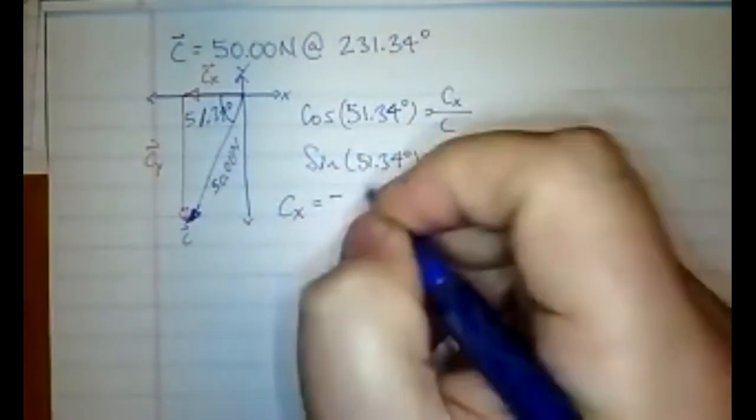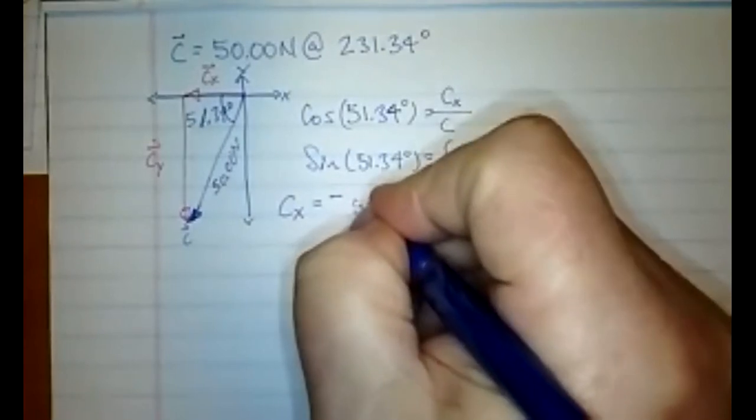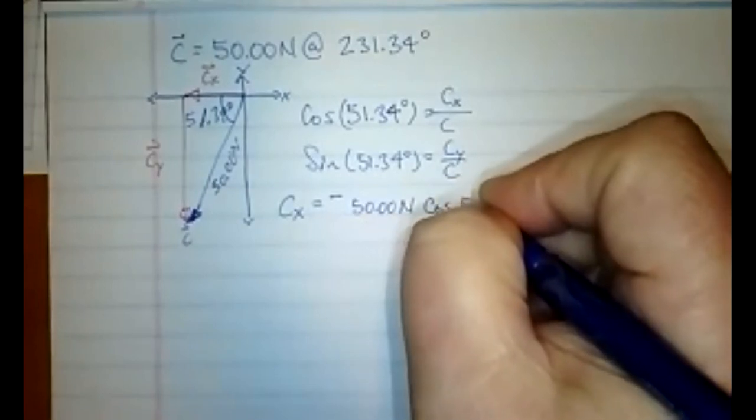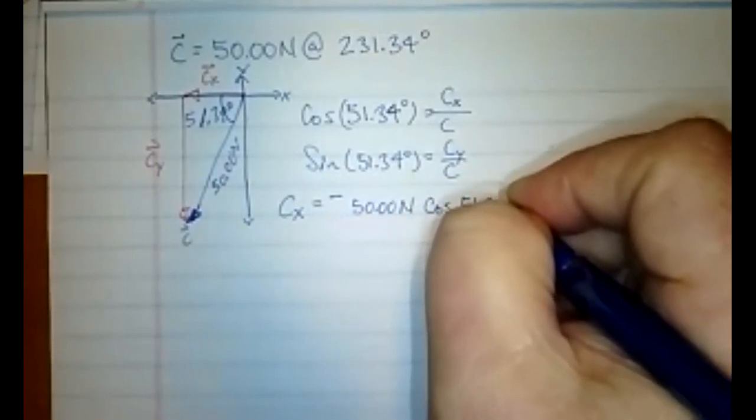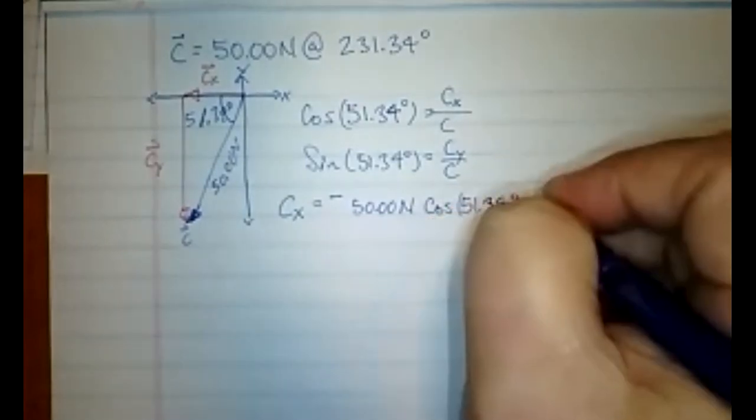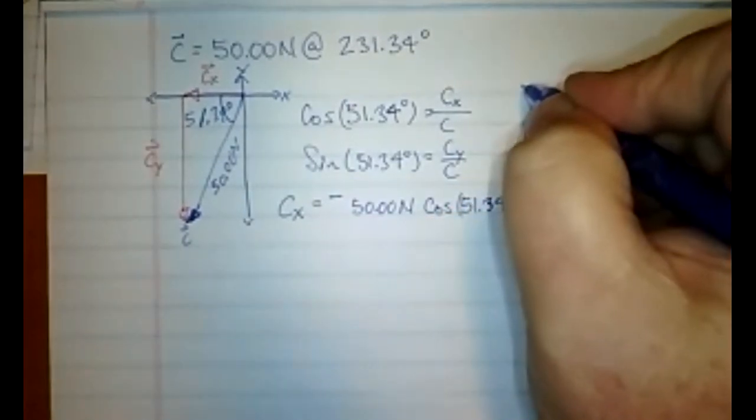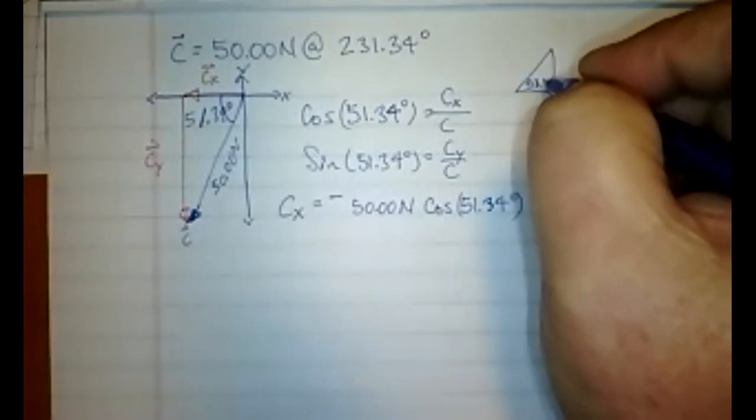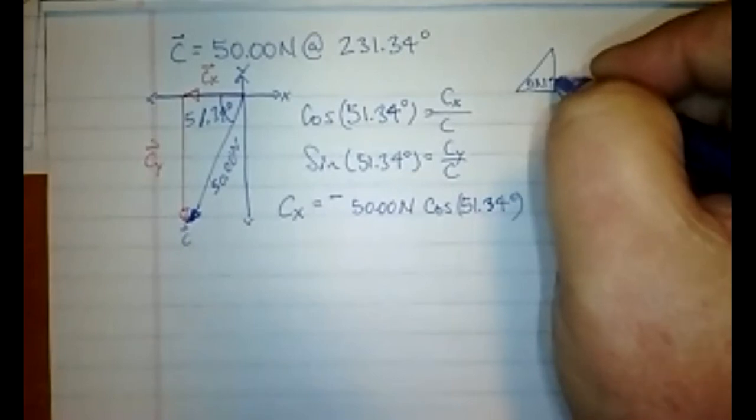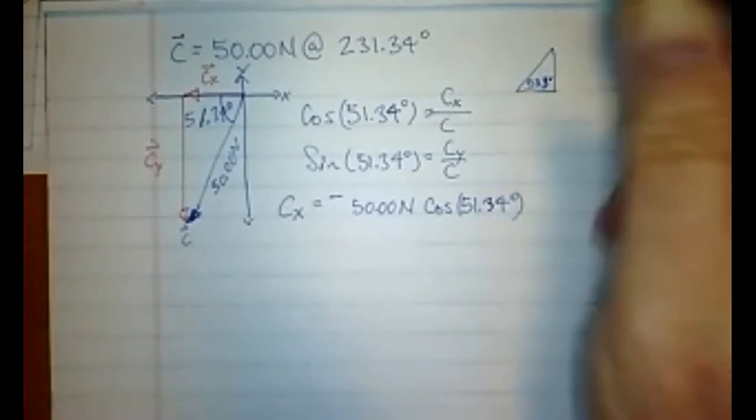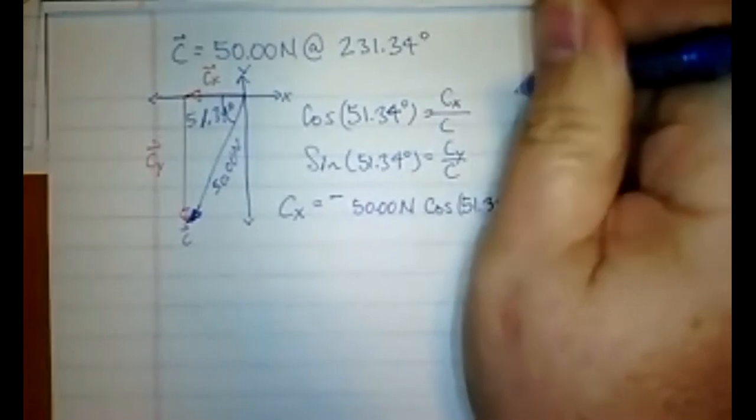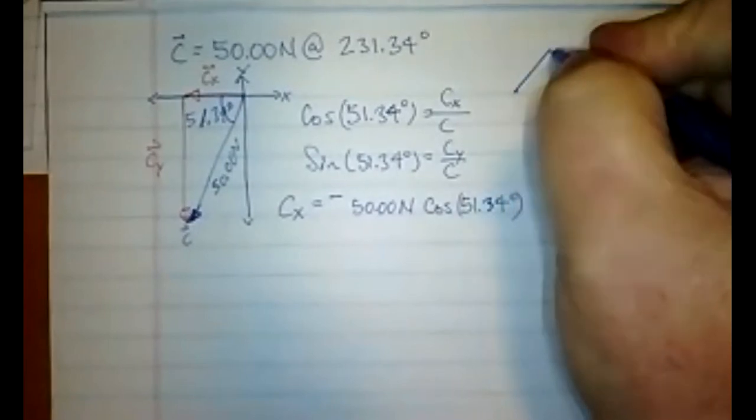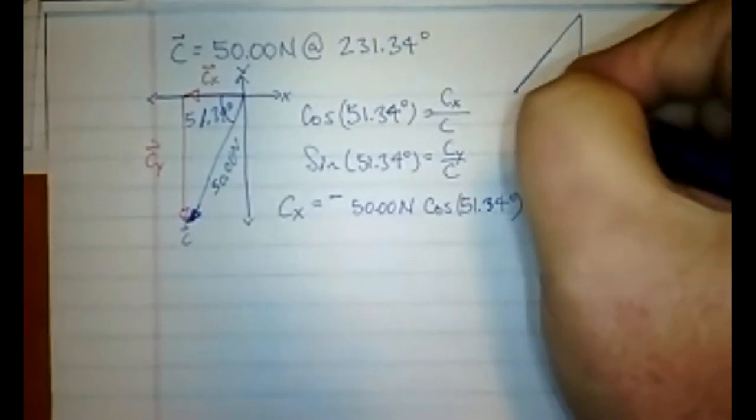I'm going to put a negative, and I'm going to say 50.00 newtons times the cosine of 51.34 degrees. Now, if you remember our 3-4-5 triangle, 53.14, or excuse me, 51.34. Oops, I keep writing that incorrectly. I'm just trying to make it kind of big, but then I'm not paying attention to what I'm writing.